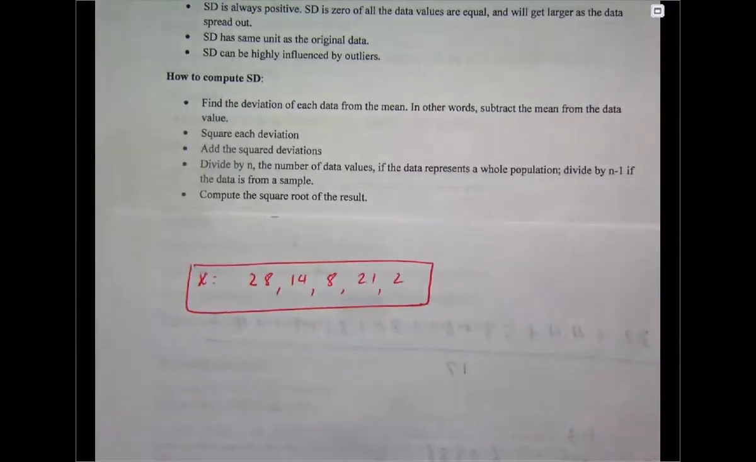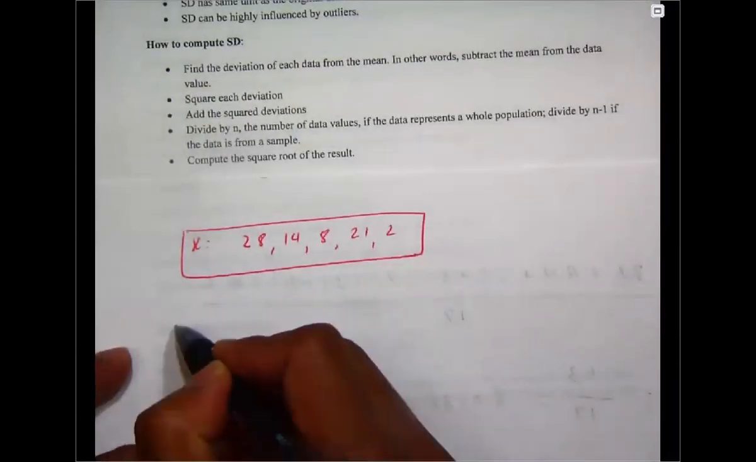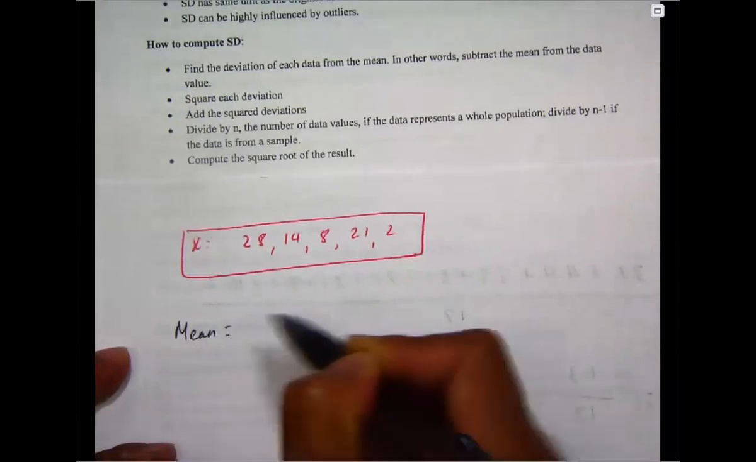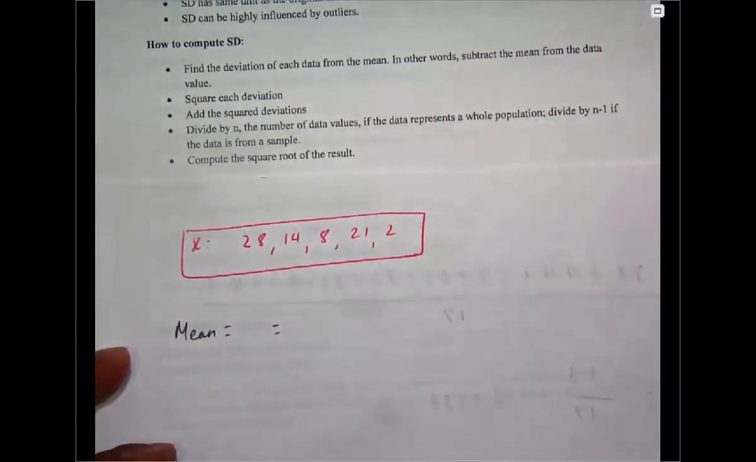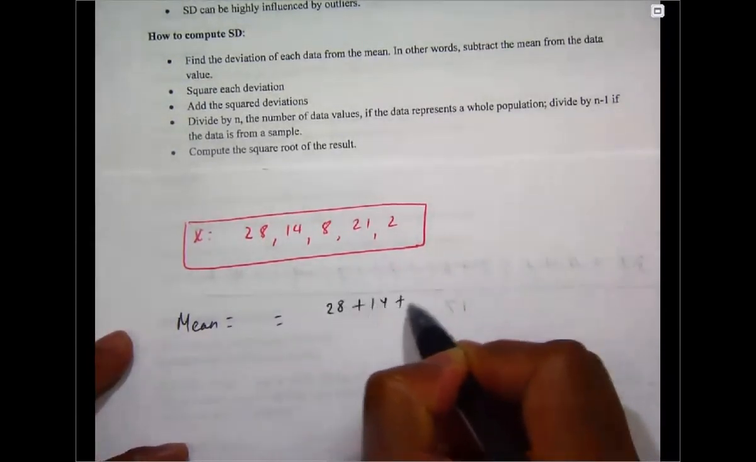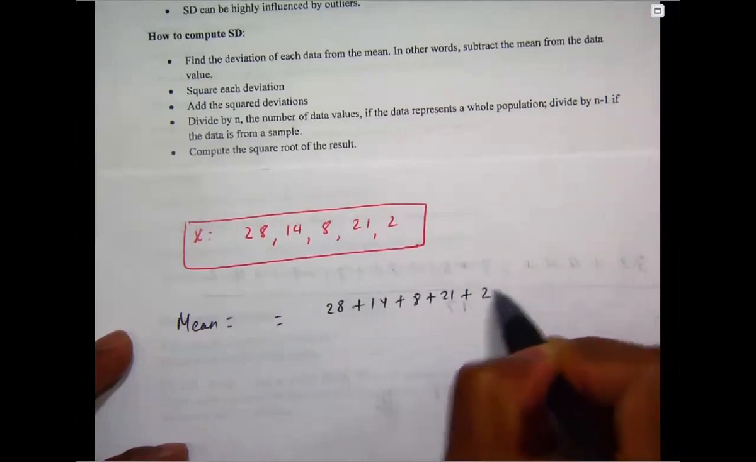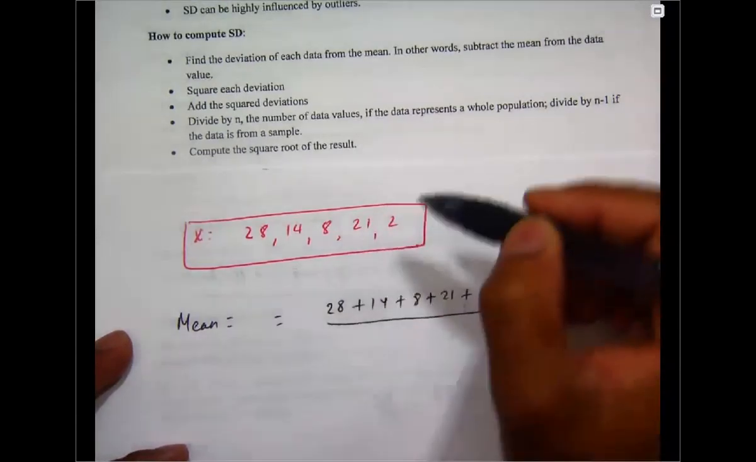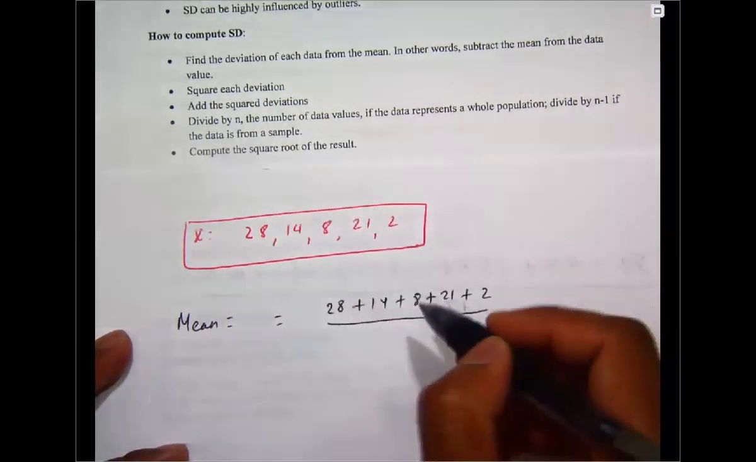Good. So the first step: find the deviation of each data from the mean. In other words, subtract the mean from the data value. So first of all, to find the standard deviation, you need to find the mean, the average. So let's find out the average. What is the mean of this data? Just add this data, 28 plus 14 plus 8 plus 21 plus 2, and divide by the total number of data, 1, 2, 3, 4, 5.